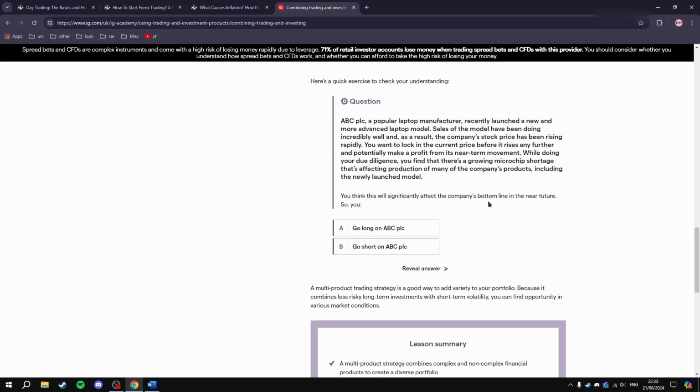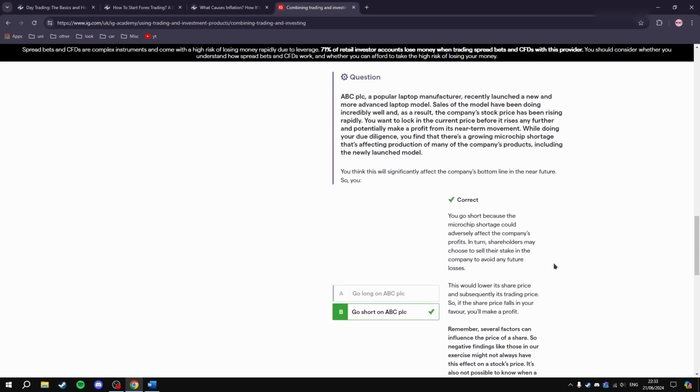So if they can't make enough profit, that means the company's value isn't going to rise because they're not profiting enough. So if the company's value isn't going to rise and you think it's going to fall instead, that means it's time to go short on ABC plc.